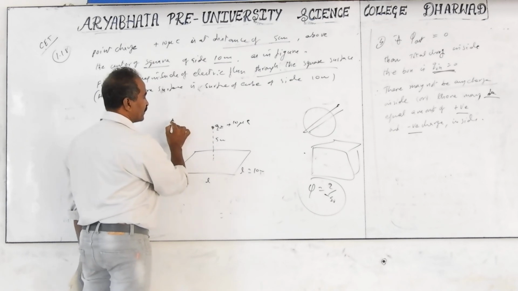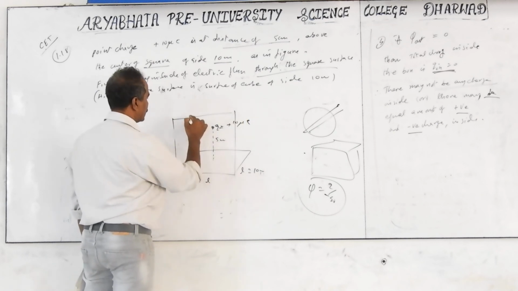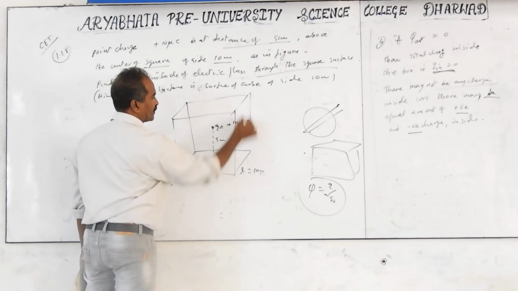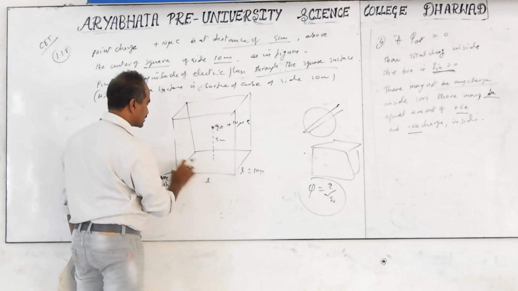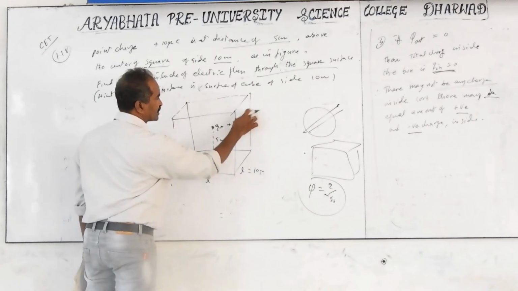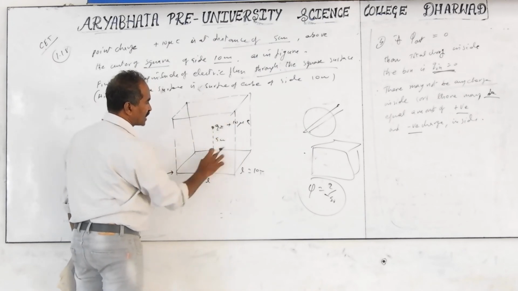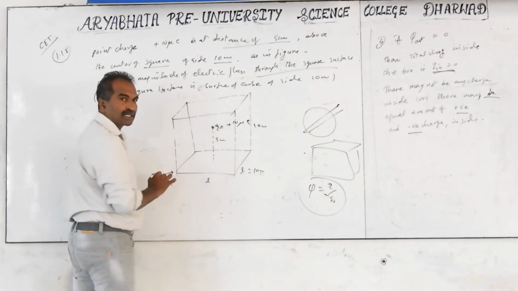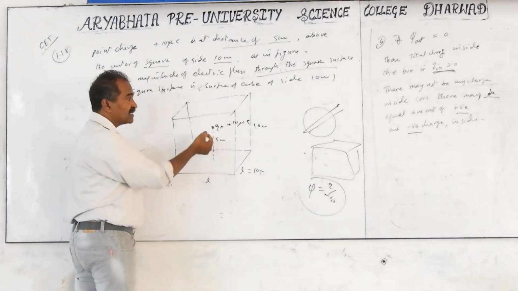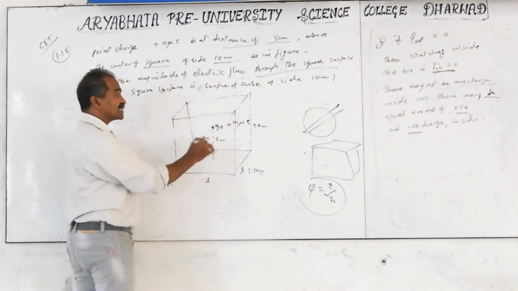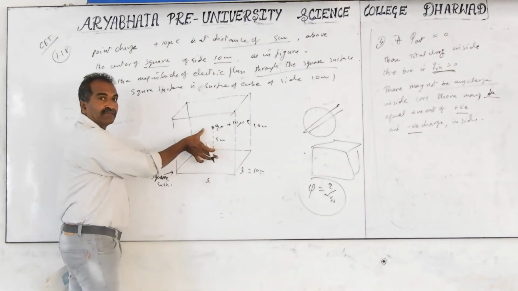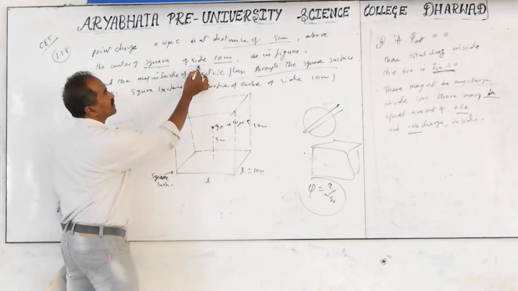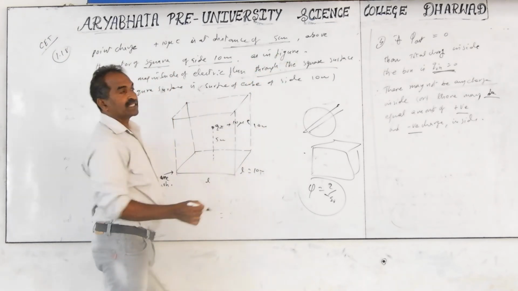When I consider the cube, just take the parallel surface. This is the actual surface, the remaining are all constructed, forming a Gaussian cubical surface. Now the charge will be inside, right? Because the side length is 10 centimeters, this is also 10 centimeters, but the height given is 5 centimeters. Because the height is 5 centimeters from the surface, the charge becomes inside. If the distance were given as 20 centimeters, the charge would be outside.